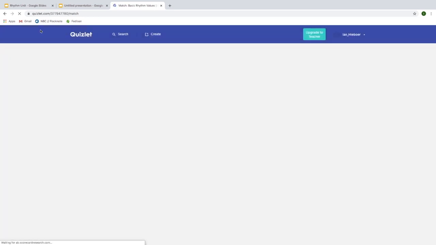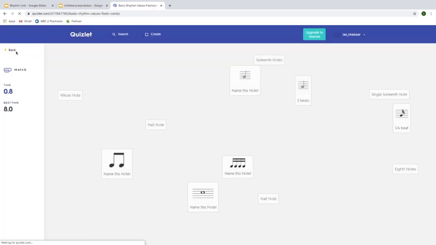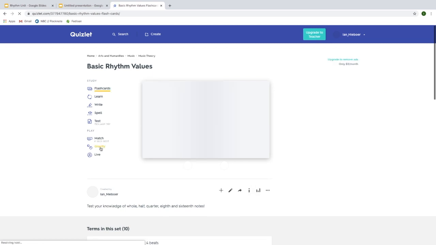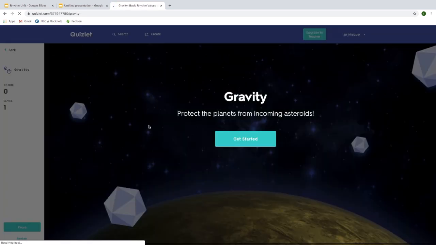Another thing you can do in Quizlet, let's go back, is this gravity game. I know a lot of students like this. Try your best with this, and let me know if you have any questions, okay?